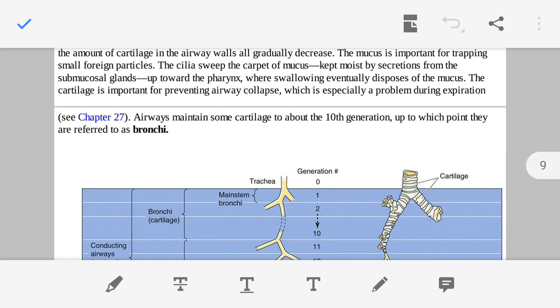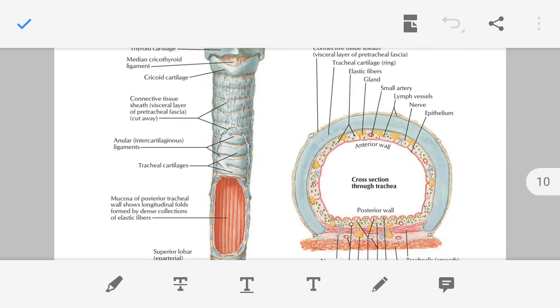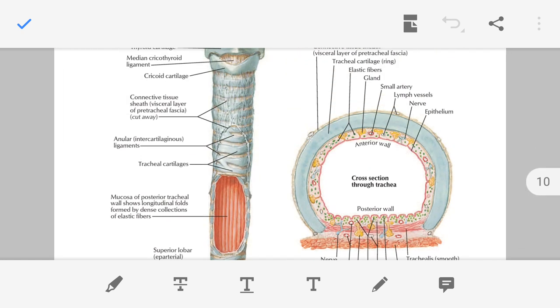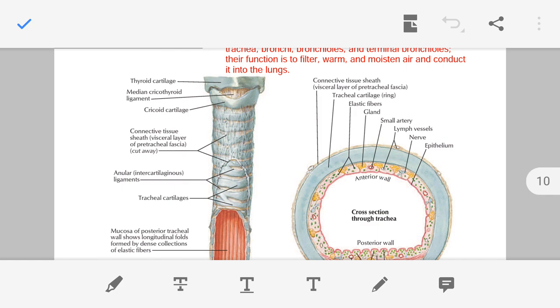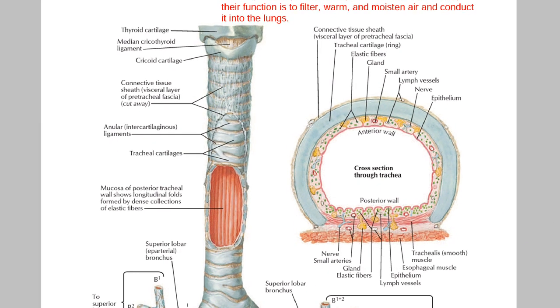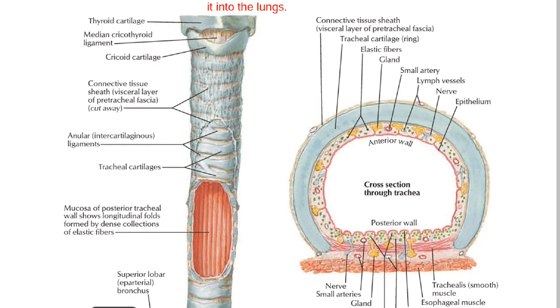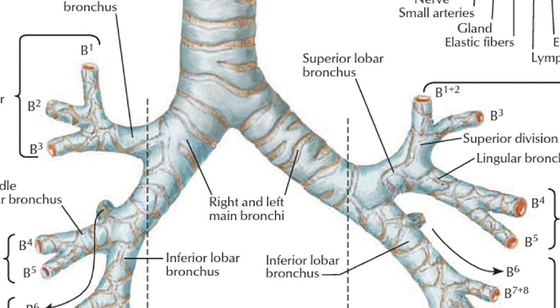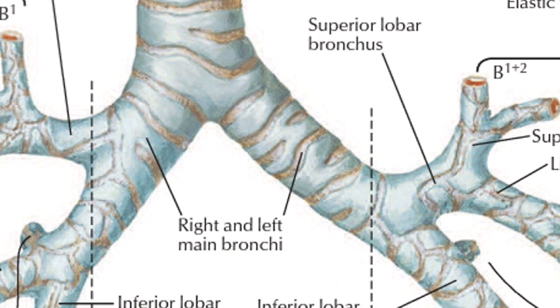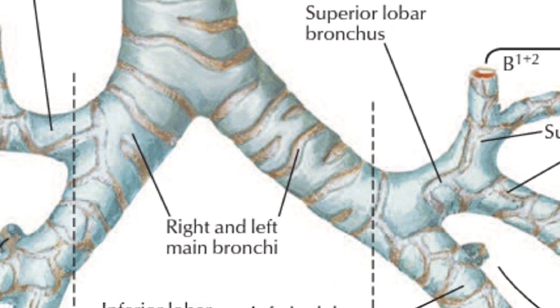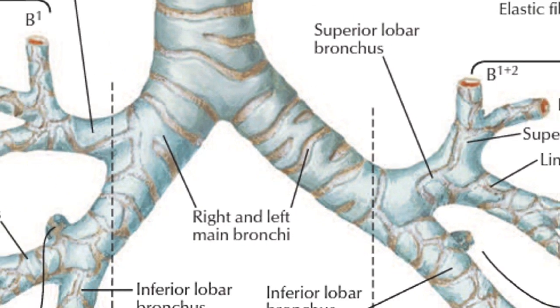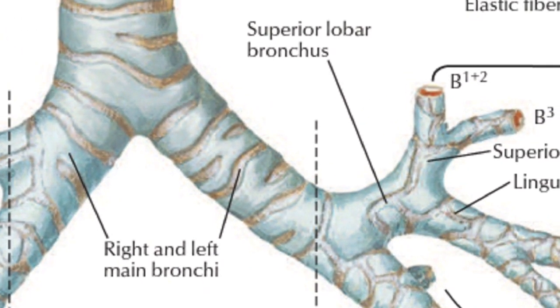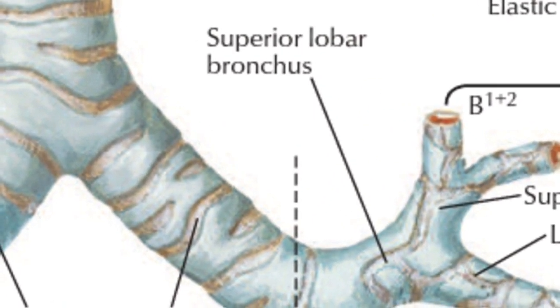One more figure I would like to show you. Over here you see, I am zooming this so that you can see it properly. On the left hand side, the long pipe that you are looking at is the trachea, and here you see the trachea is divided into two branches, left and right. So these are the right and left main bronchi. Then the branch of the bronchi, it is the bronchus.